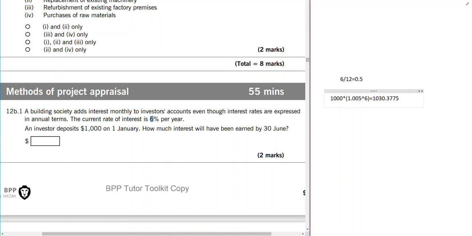So you need to see how often the interest is added and see whether the interest that is given is annual or monthly. So the total amount would be 1,030. So the interest would be 1,030 minus 1,000, which is 30.38.